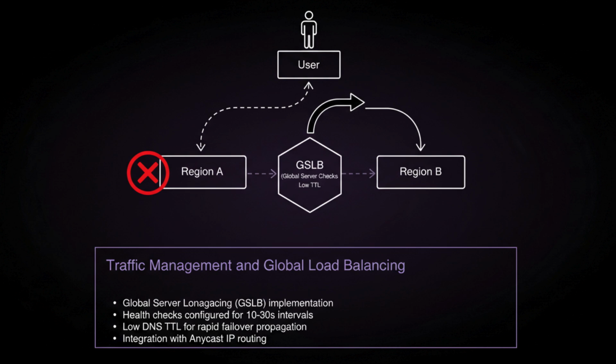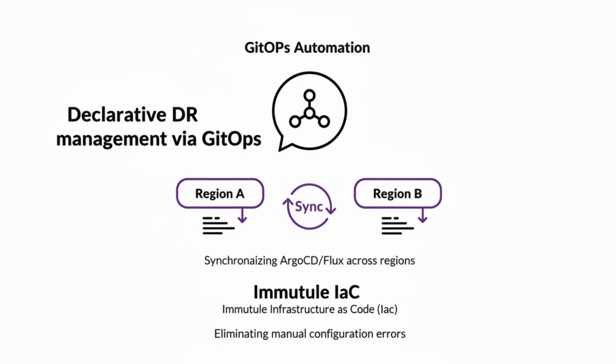It is vital to set low TTL, time to live, values on DNS records to ensure that the failover propagates quickly across the global internet. We will explore how these health checks integrate with Kubernetes ingress controllers. In a disaster, manual configuration is a recipe for error.